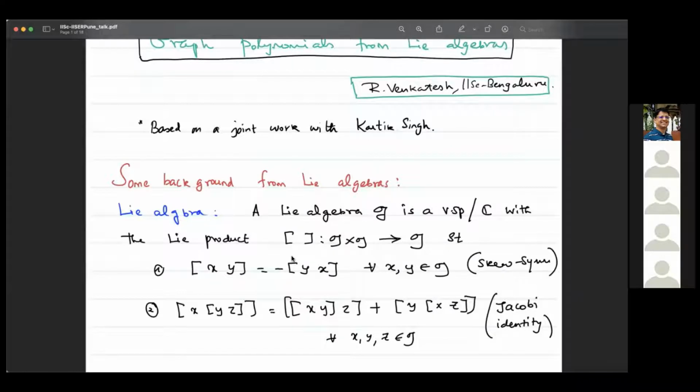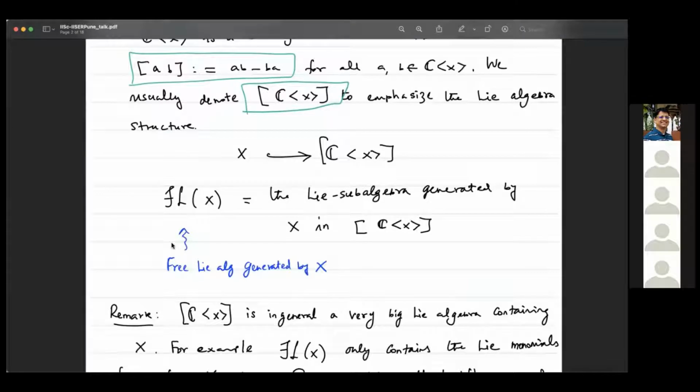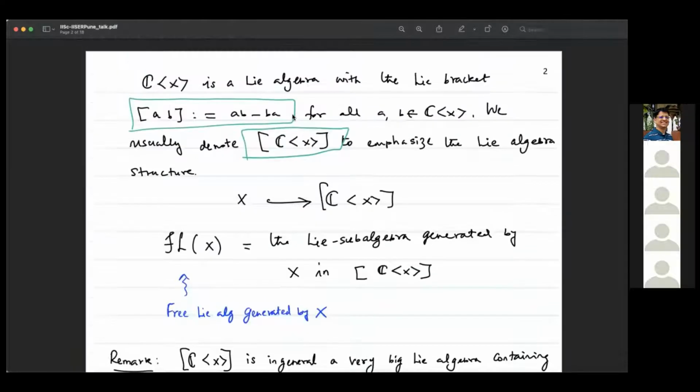But if you are looking at this free Lie algebra, you are taking all possible Lie monomials coming from these alphabets X. The Lie monomials can be much more complicated. For example, if you take the bracket of x1, x2, and then bracket again with x3, x4, that will be very different from other things. There is no associativity, so all possible funny Lie monomials can occur here. But in the associative algebra, we understand all monomials. They are usual monomials, and we have a better understanding here.